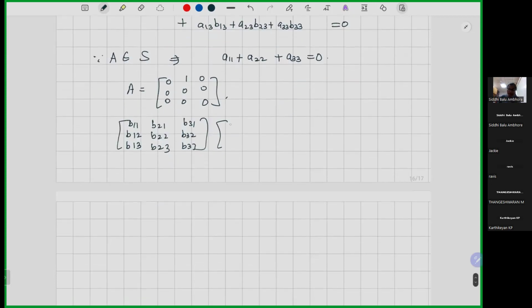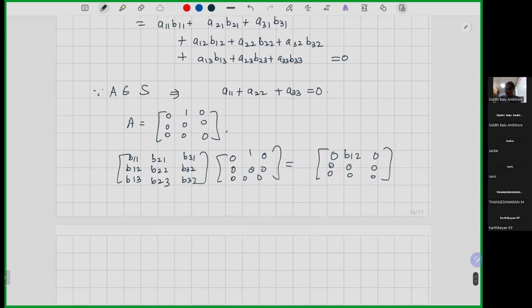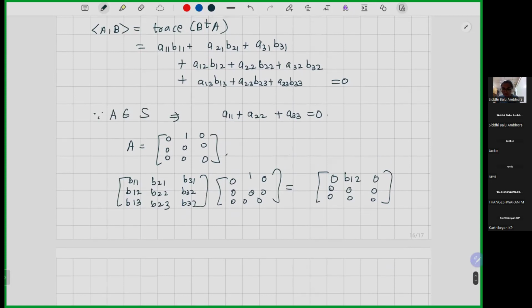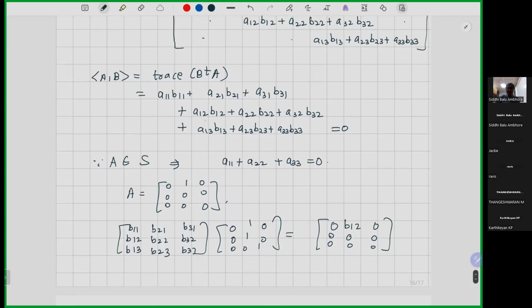And if I do A as 0, 0, 0, 1, 0, 0, 0, 0, 0, it will be just a matrix with only the entry B12 possible and the rest is 0. Right? So if I write this trace of, then if I do this A12 into B12, okay.